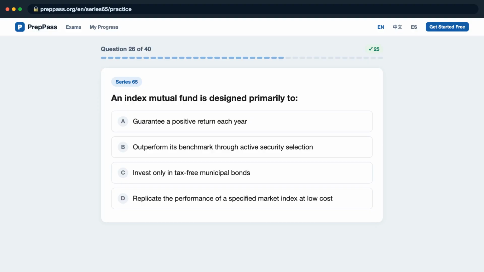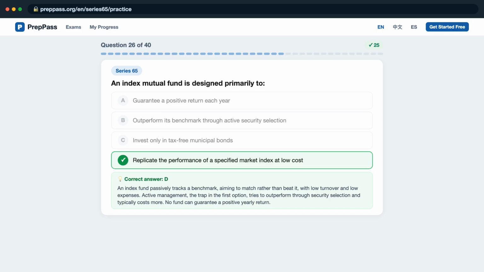Question 26. An index mutual fund is designed primarily to, is it A, guarantee a positive return each year? B, outperform its benchmark through active security selection? C, invest only in tax-free municipal bonds? D, replicate the performance of a specified market index at low cost? The correct answer is D.